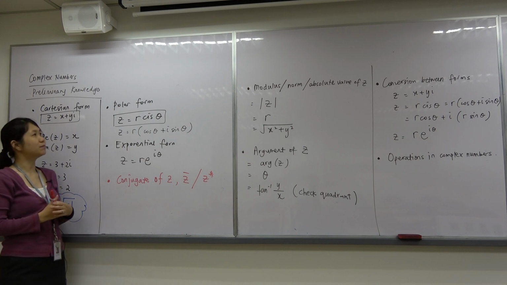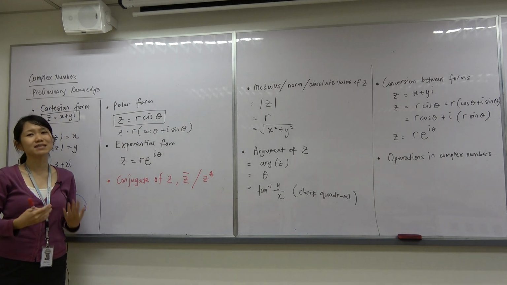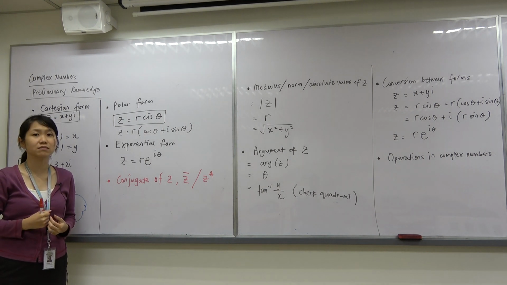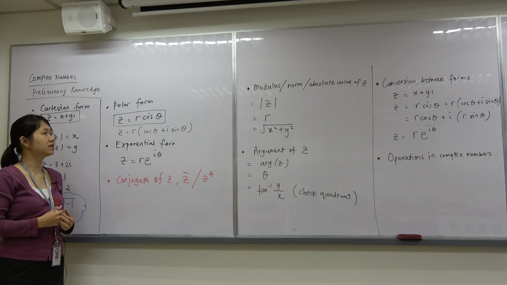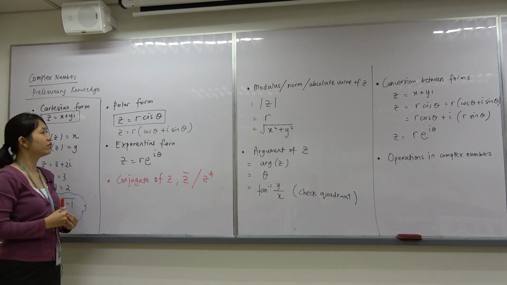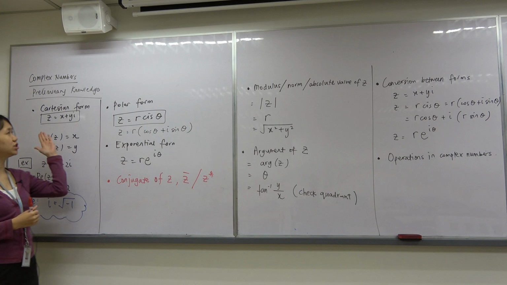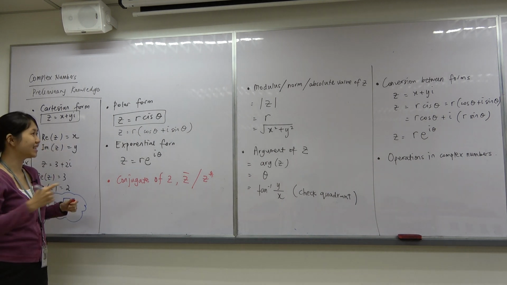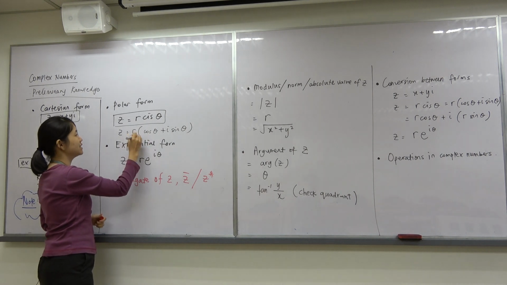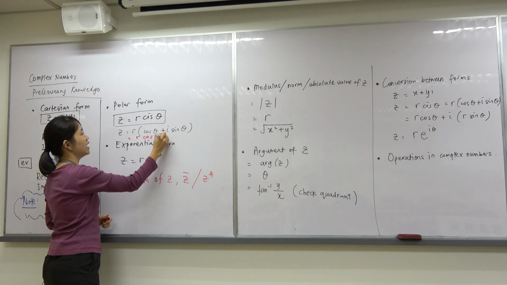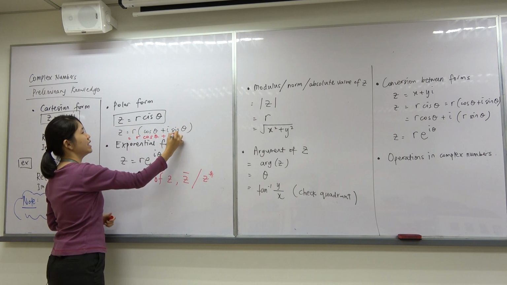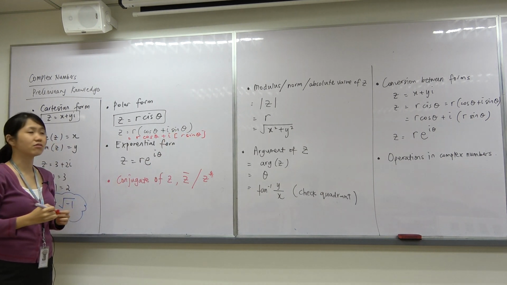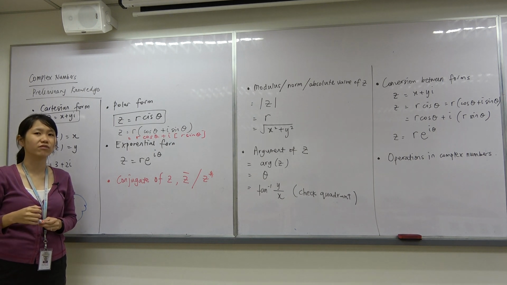What then about polar form? Cis simply stands for cos plus i sine, and note that it must always be plus in between cos and sine. So it is just cos plus i sine. If you were to compare your Cartesian form with your polar form, x is equivalent to r cos theta, and your y is simply r sine theta.